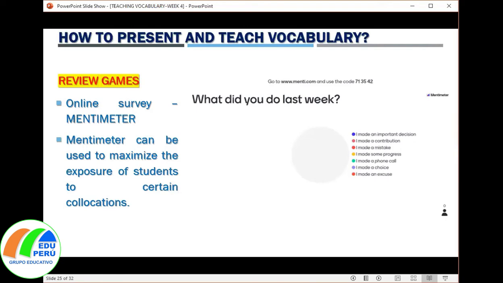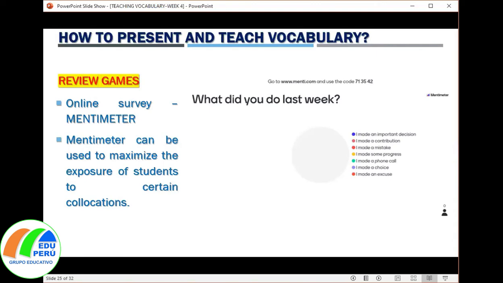They are going to use the platform or maybe the app, because you can install it on your cell phones too, and they are going to answer. So they are making this survey. Notice this is an online survey, to practice, no? To make your students remember this vocabulary, these collocations with the verb make.